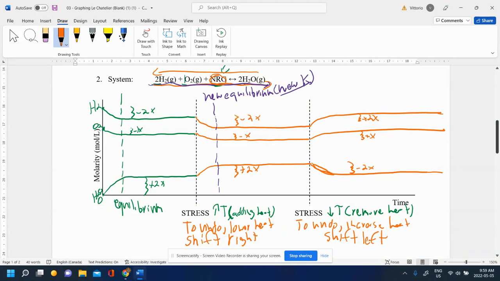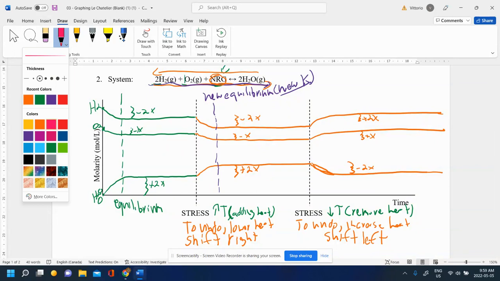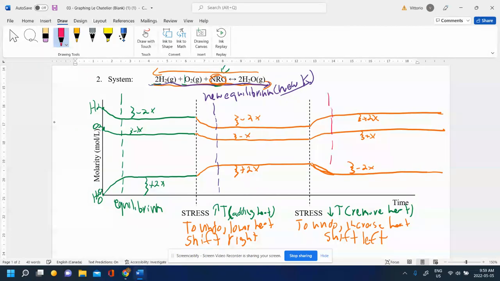So now we have a new equilibrium established. I'm just going to use a different color for when everything stopped changing. New equilibrium with a new K again because we lowered the temperature.